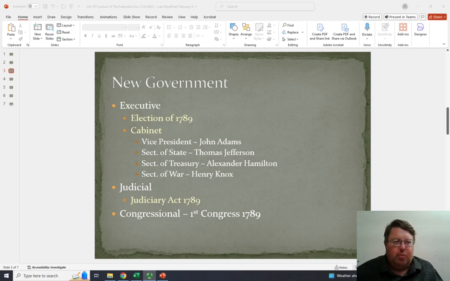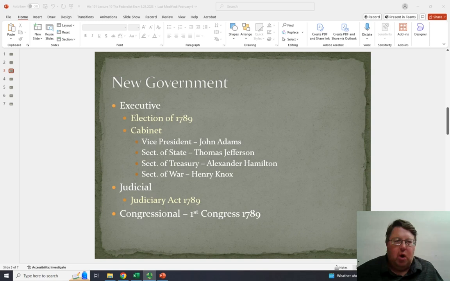Next, you have the judicial branch. The U.S. Constitution is open and vague. It doesn't really detail what a judicial branch should look like. The writers of the Constitution left it to the new government to create a judicial branch or a federal judiciary.